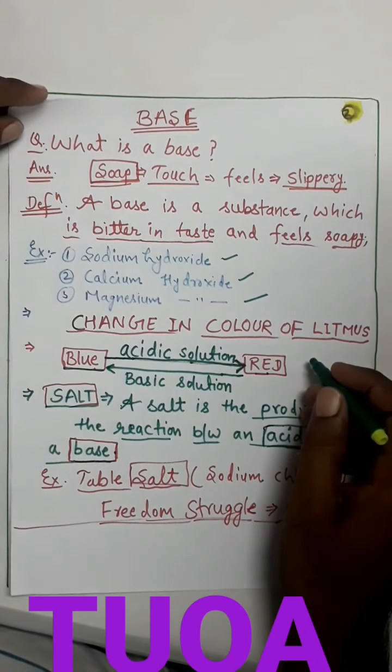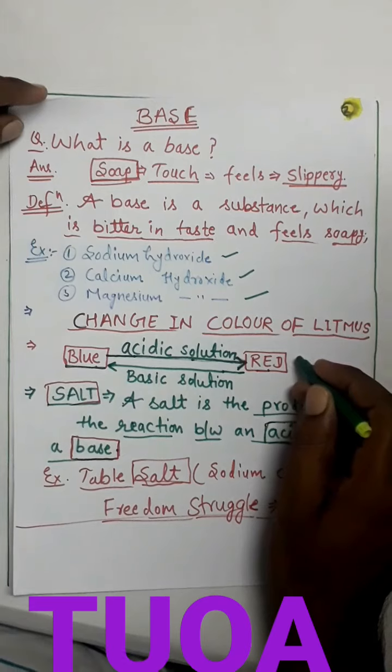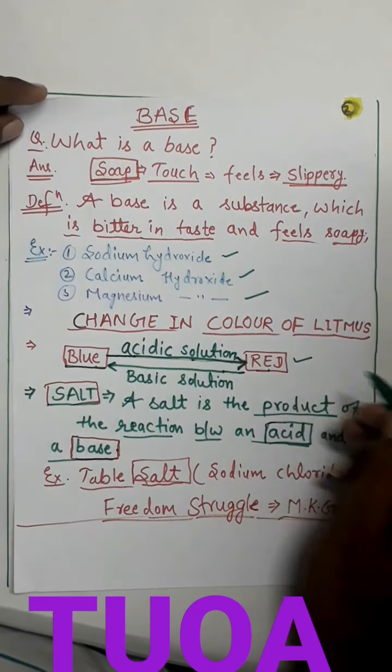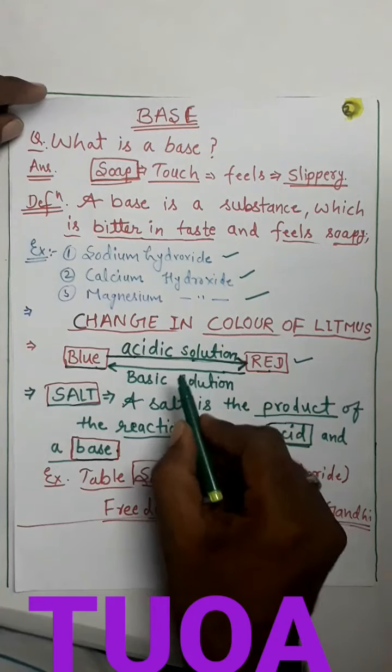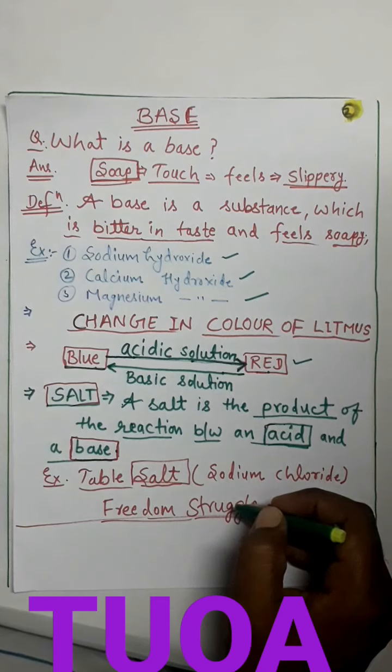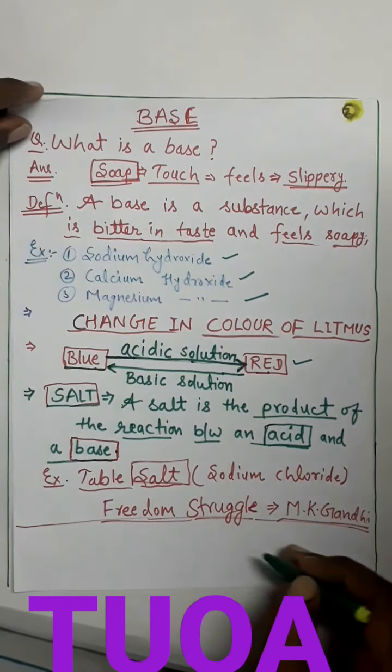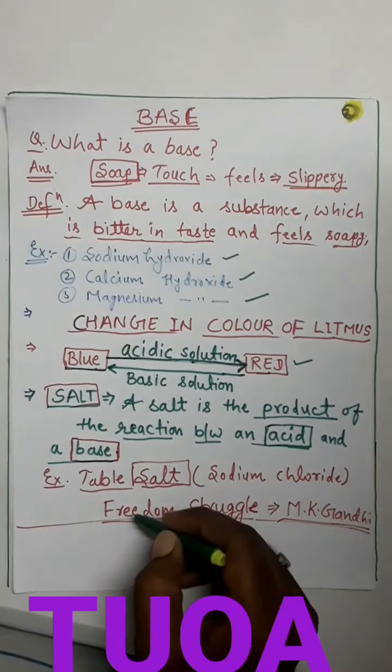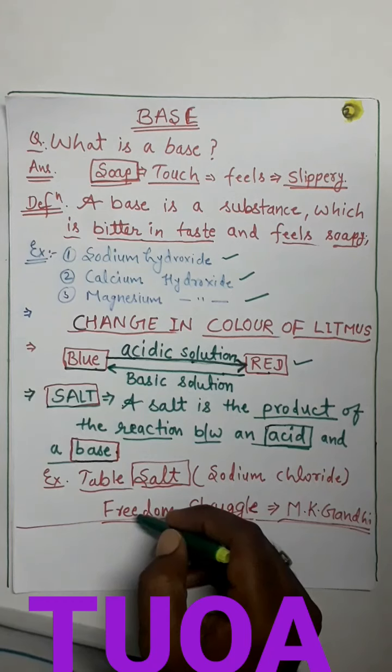After that we discussed what happens when a blue litmus paper or a red litmus paper is brought in contact with acidic or basic solutions. So this was the previous knowledge about the acid base chapter. Here we also discussed one example of a salt, that is sodium chloride. We discussed that this is a very important chemical. We will be seeing so many reactions regarding this chemical, sodium chloride.